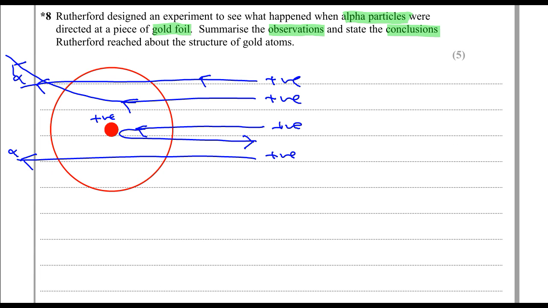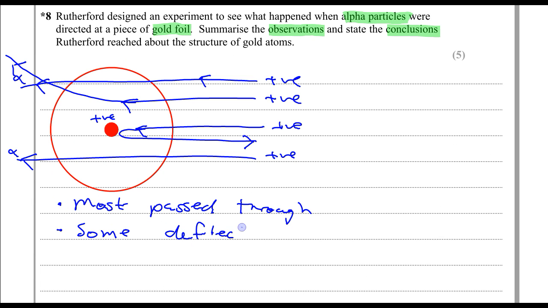So, to answer the question, we should remember that we are asked to state the observations and conclusions. The observations, as we said, are: most passed through, some were deflected, and few reflected. So that answers the summarize the observations part of the question.